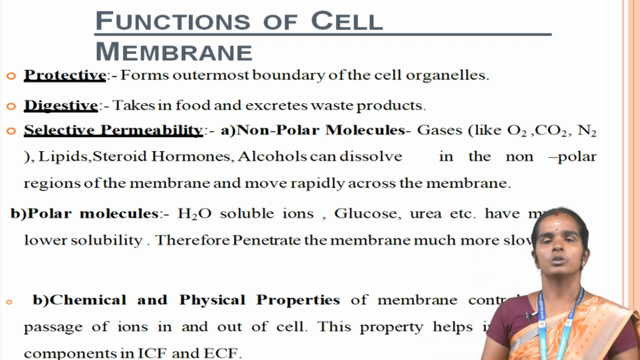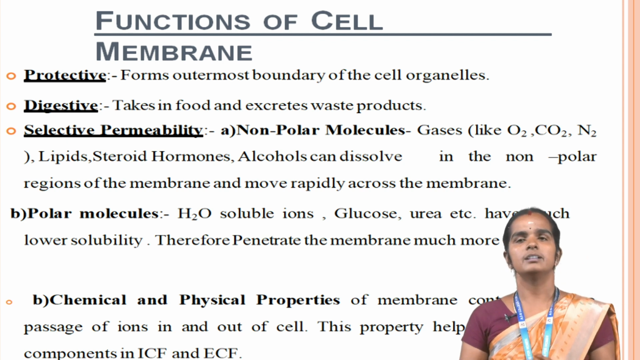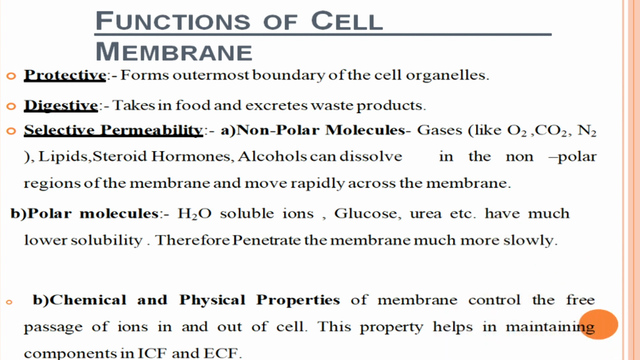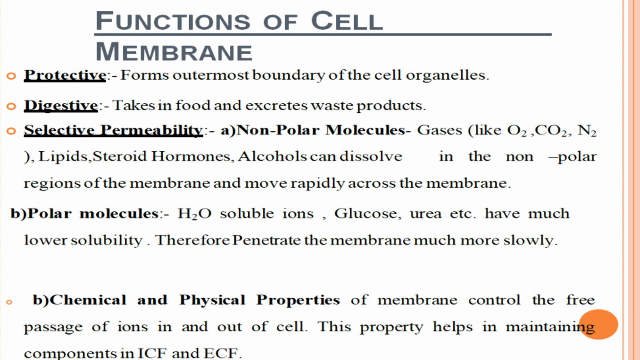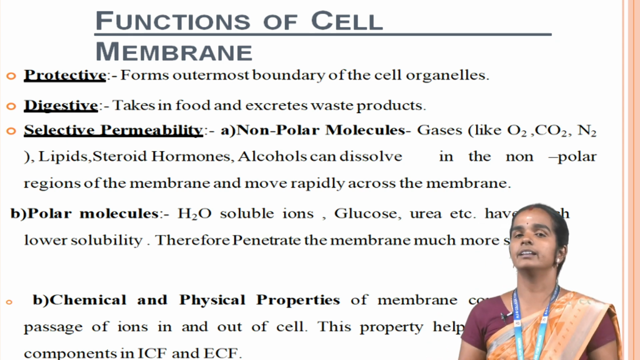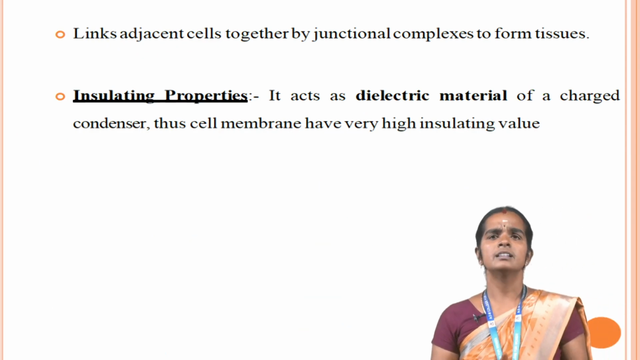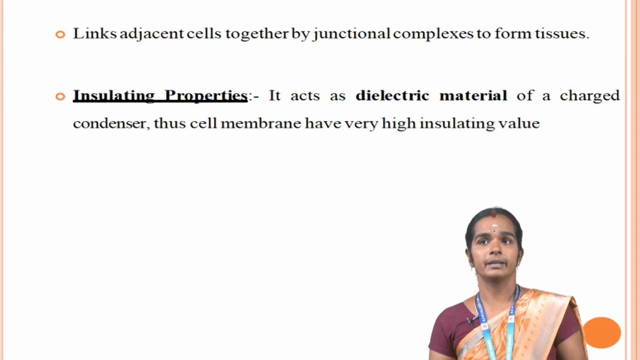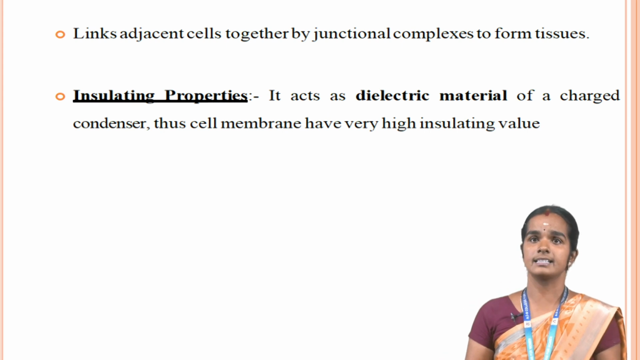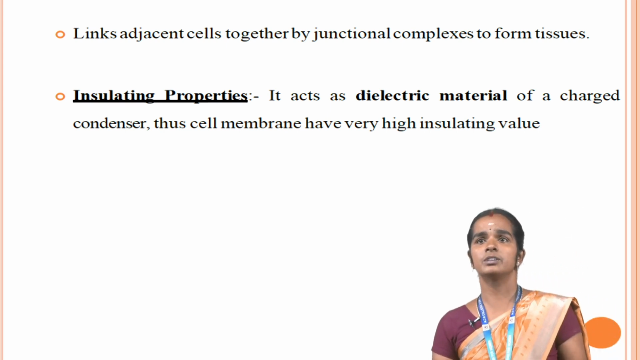Polar molecules, H2O. H2O is called water. Water soluble ions, glucose, urea, etc. have much lower solubility. Therefore, they penetrate the membrane much more slowly. Then, chemical and physical properties of the membrane control the free passage of ions in and out of the cell. This property helps in maintaining composition in ICF and ECF. The next last point, insulating properties. It acts as the dielectric material of a charged conductor. The cell membrane has very high insulating value.